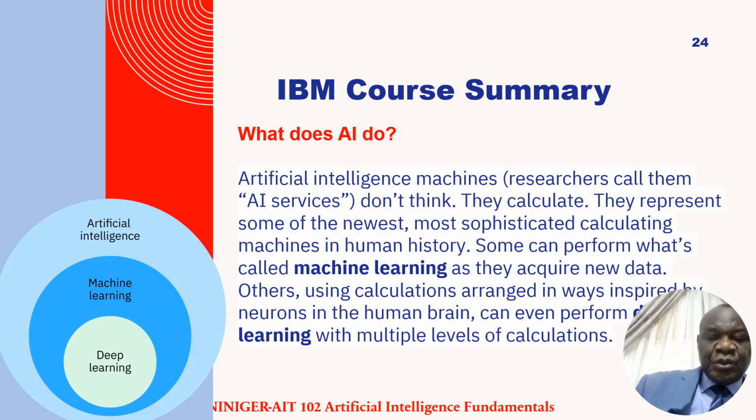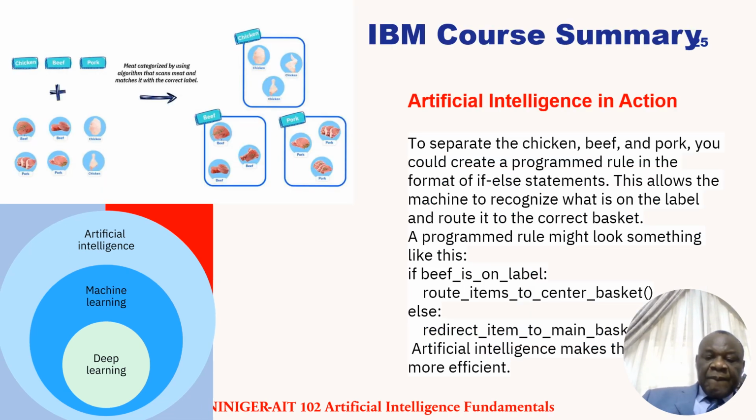What does AI do? AI machines, researchers call them, they calculate. They don't think. They calculate. They represent some of the newest modern sophisticated calculating machines in human history. Some can perform what's called machine learning as they acquire new data. Others use calculations arranged in ways inspired by neurons in the human brain. This is AI in action.